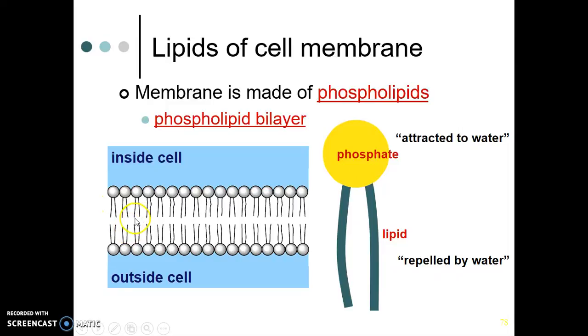And then the tails you put in between the two rows of heads because it's hydrophobic. It hates water. So while they're in between this row of heads, these tails are protected from the water. And these tails push water away. So the water inside the cell stays inside, and the water outside the cell stays outside. So because of this phospholipid bilayer, we are able to separate water from water.